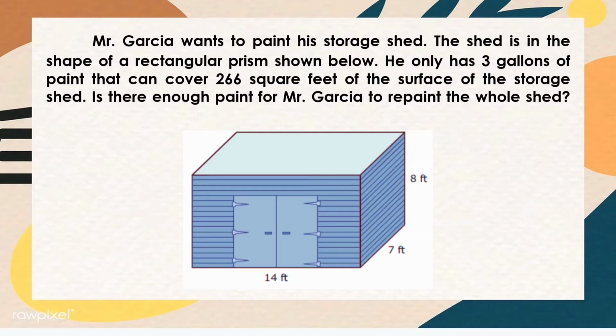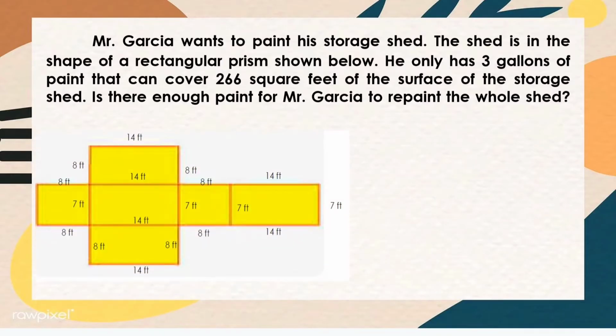Okay, so first we have to identify how many faces there are in this figure. Definitely we have 6 faces, and we should also know what shape is in the bottom and the top faces of the storage shed, and what shapes are in the side faces. So in order to know if there is enough paint left for Mr. Garcia, we will visualize the net of the storage shed, which is in the shape of a rectangular prism. Here is an example of a net of a rectangular prism.